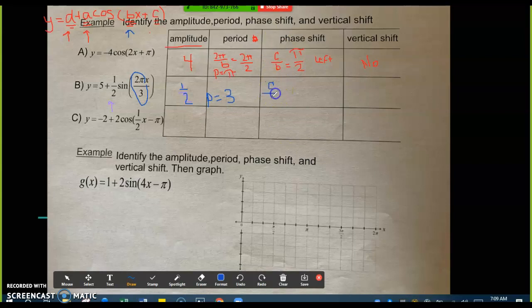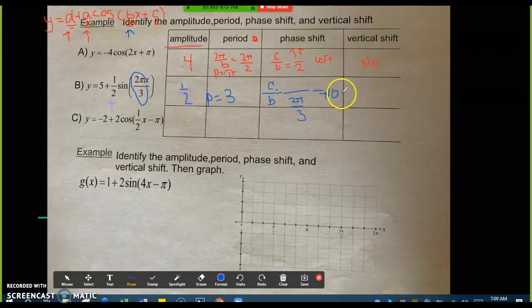All right, let's talk about the phase shift. Phase shift is C over B. We're going to be doing some more keep change flip. Remember, we already know that the B value is 2 pi over 3. And what is our C? Do we have a C? No, we don't. So is there going to be a phase shift? So our C is 0. It's nothing. So there's no phase shift.